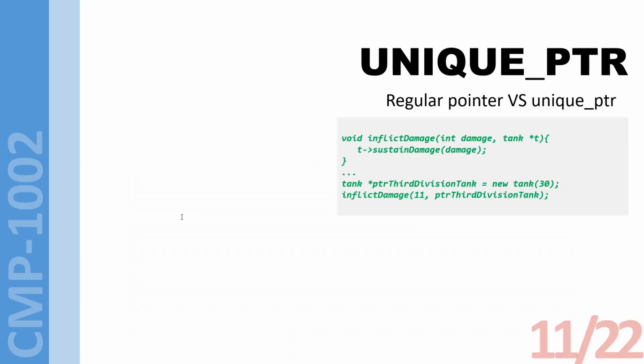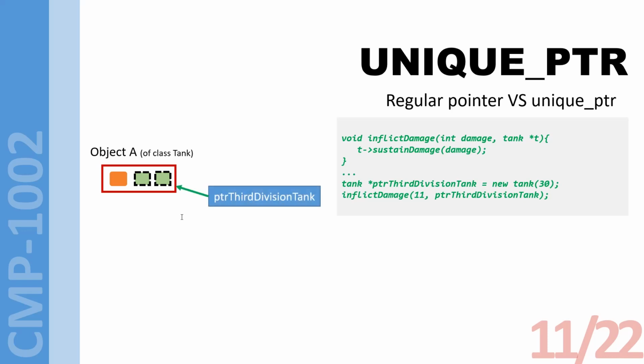When we use a regular pointer, in actuality there's an object of the tank class. When you write Tank* ptr3 = new Tank(30), an object of the class Tank has been created, constructed, instantiated in the heap. And there's a pointer, ptr3, which is referring to that object. The address of object A is now being kept in ptr3.